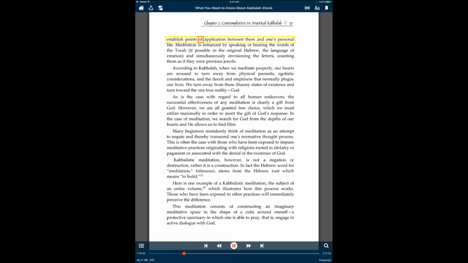Meditation is enhanced by speaking or hearing the words of the Torah, if possible in the original Hebrew, the language of creation, and simultaneously envisioning the letters, counting them as if they were precious jewels.